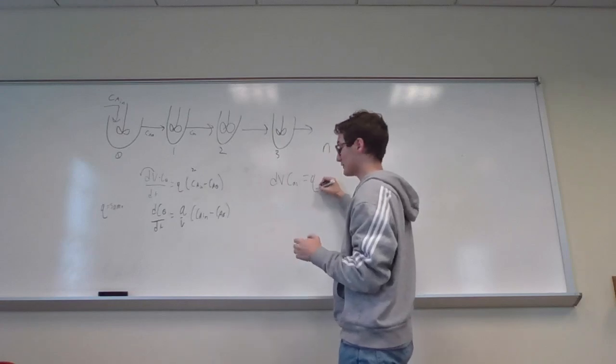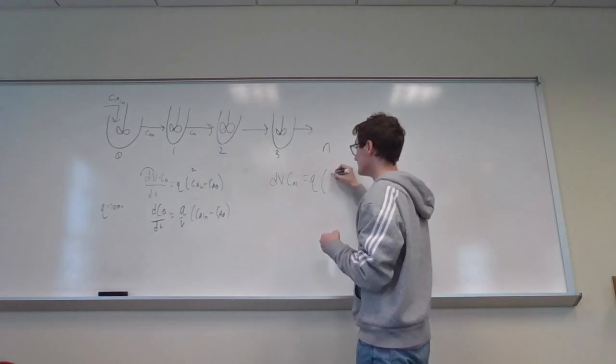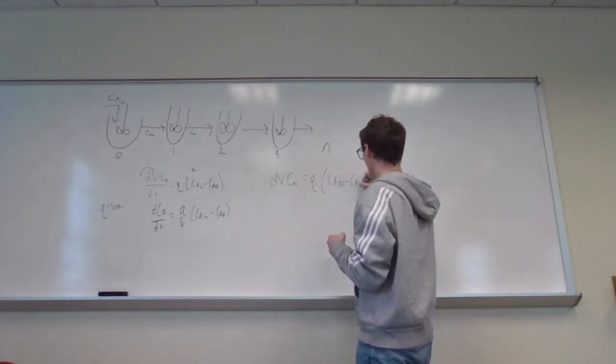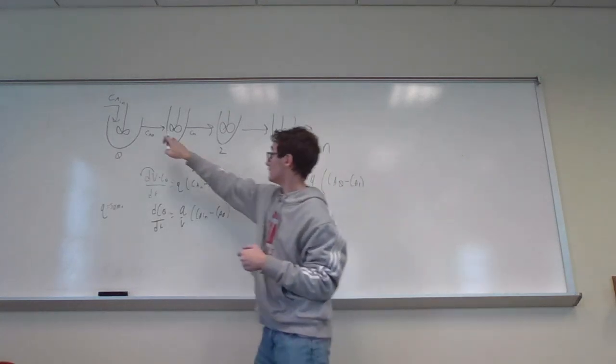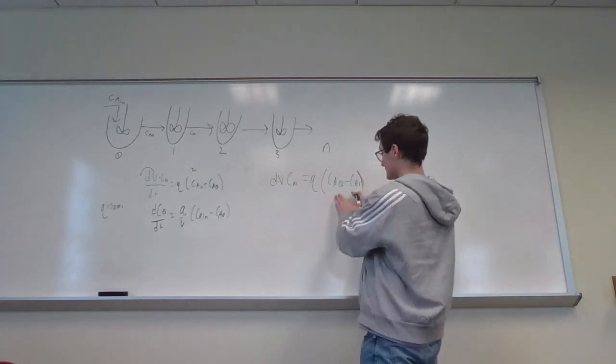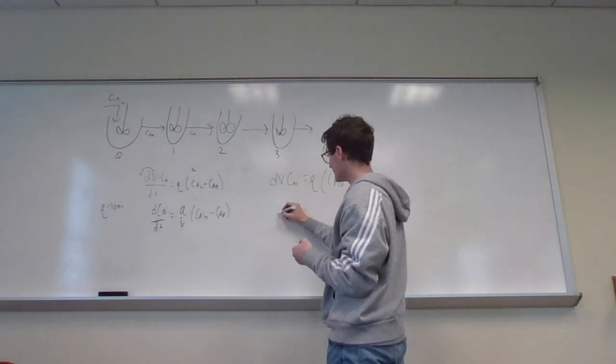It equals Q, because again, Q is the same. This is going to be what's coming in, Ca0, minus Ca1, what goes in minus what comes out. And for this formula, we're going to take V out and just rewrite it again.